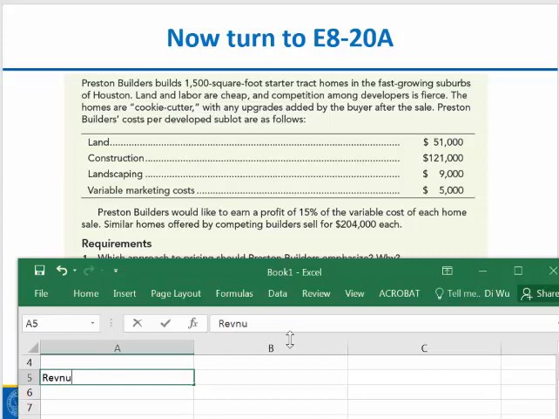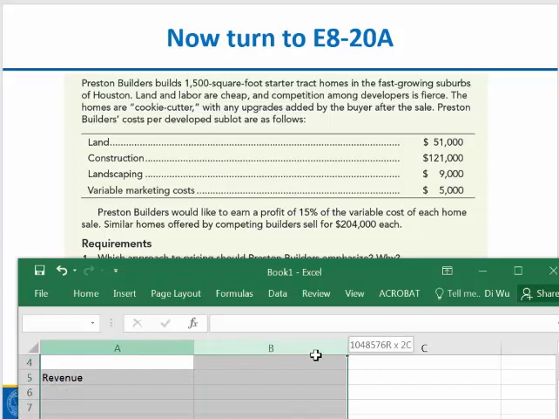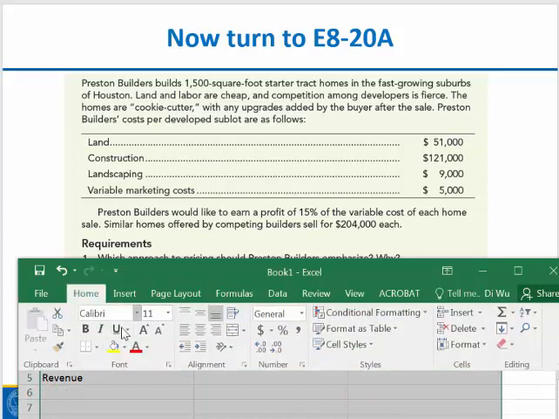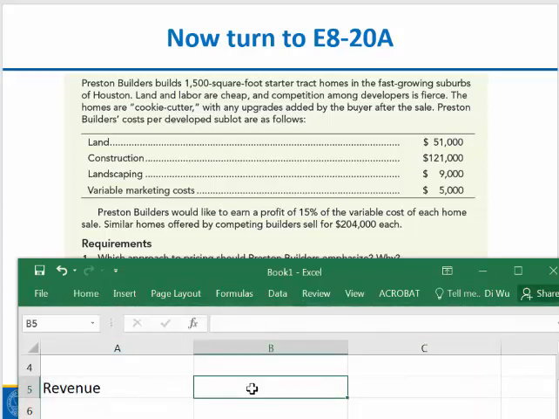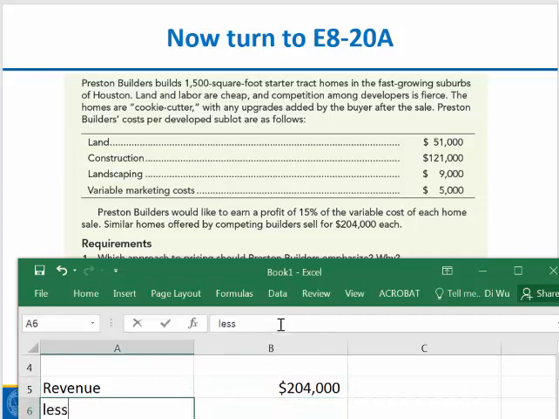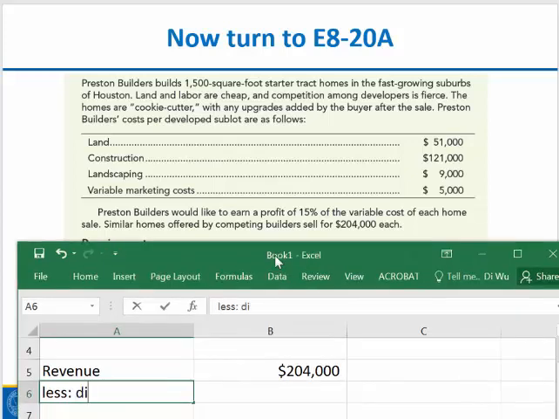So first of all, I need to look at what is revenue. Let me make those a little bit bigger here. So what is revenue? The revenue is pretty clear. I mean, you have no choice. You're a price taker, so suck it up. The revenue is 204,000 each. Pretty clear. Then you have to look at what is desired profit. What is my desired profit? Desired profit is actually pretty clear. It's 15% of the variable cost of each home sale.